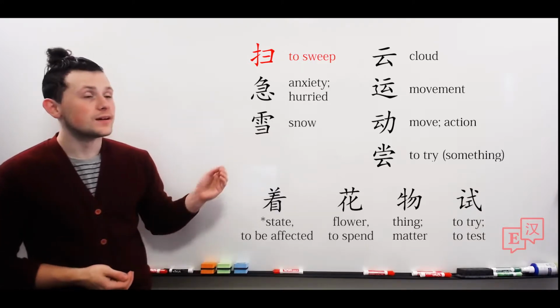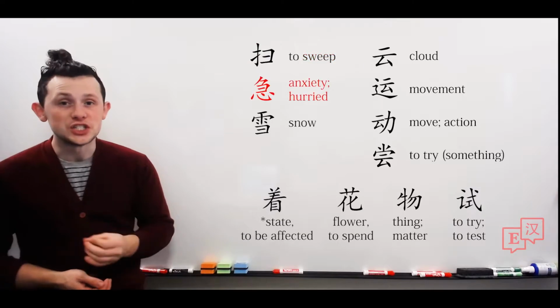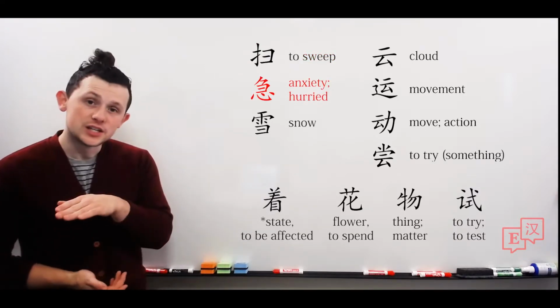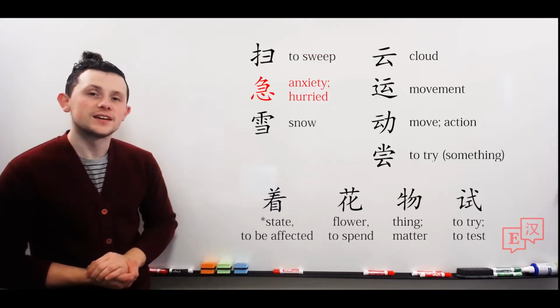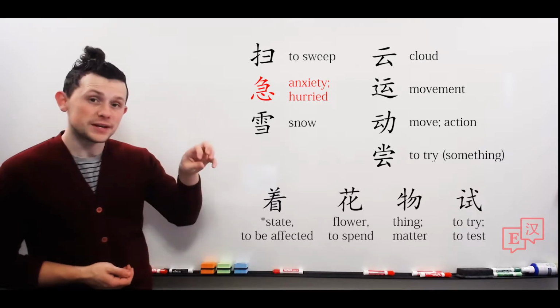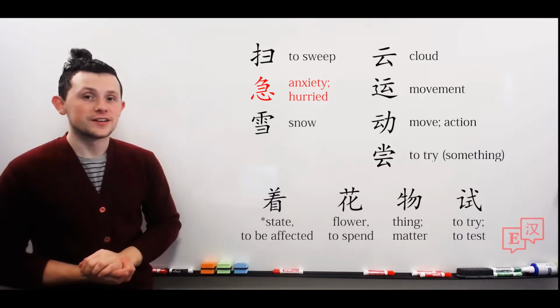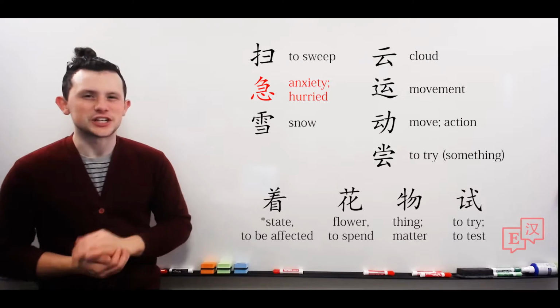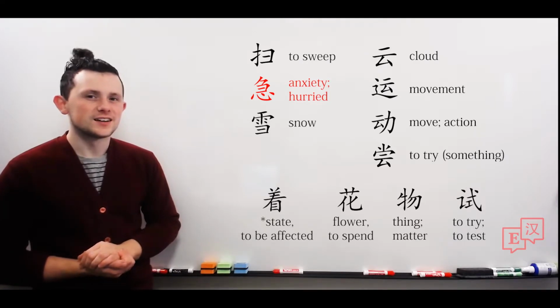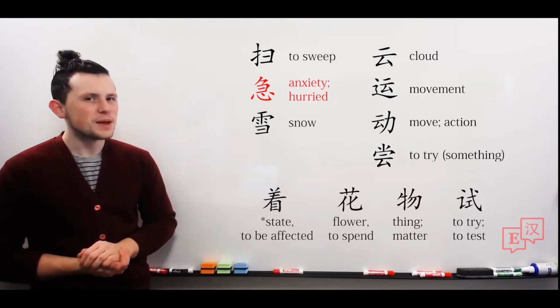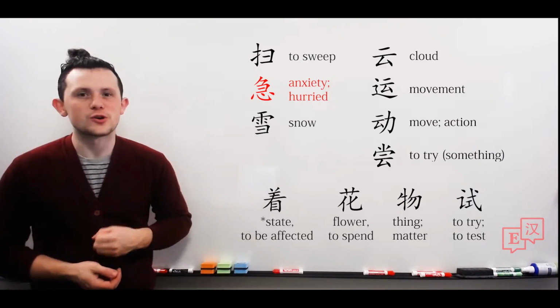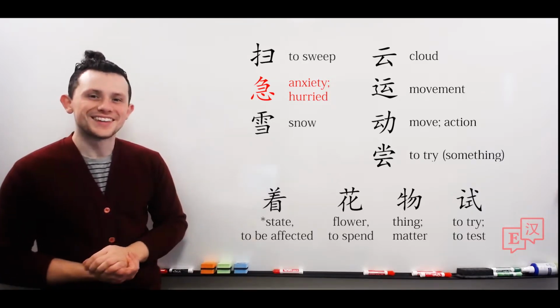扫. Next, 急. 急. So we have a hook in the pig's snout and then the heart under. So this character means anxious or hurried. Maybe if you stick a hook in a pig's nose, its heart will start racing, right?